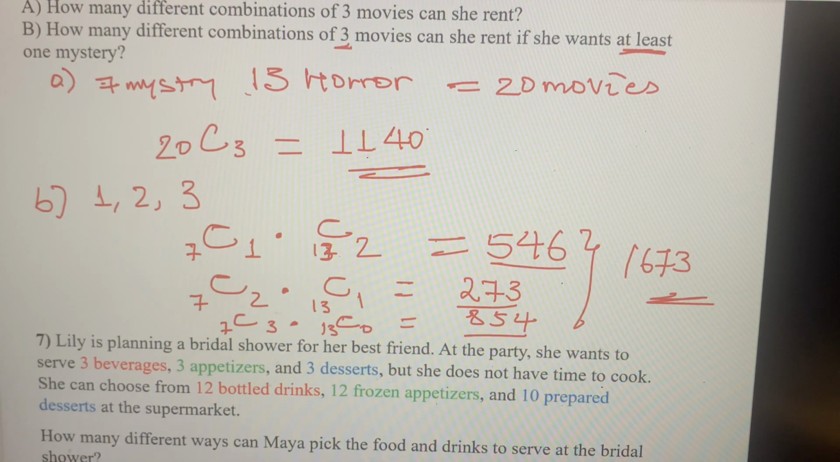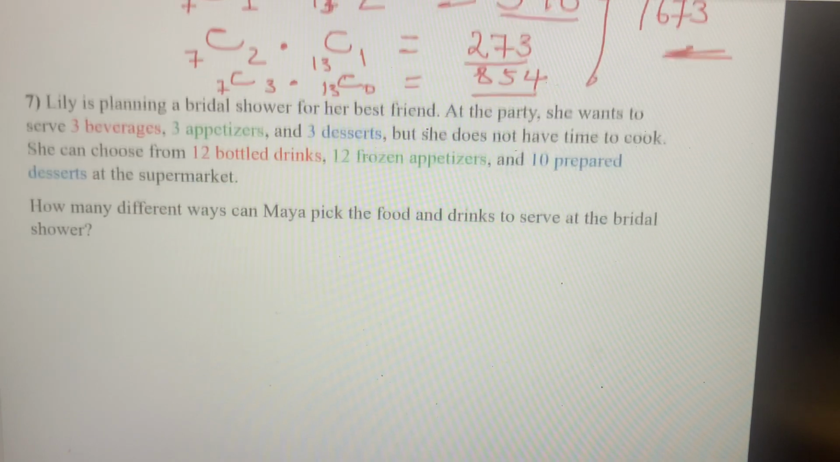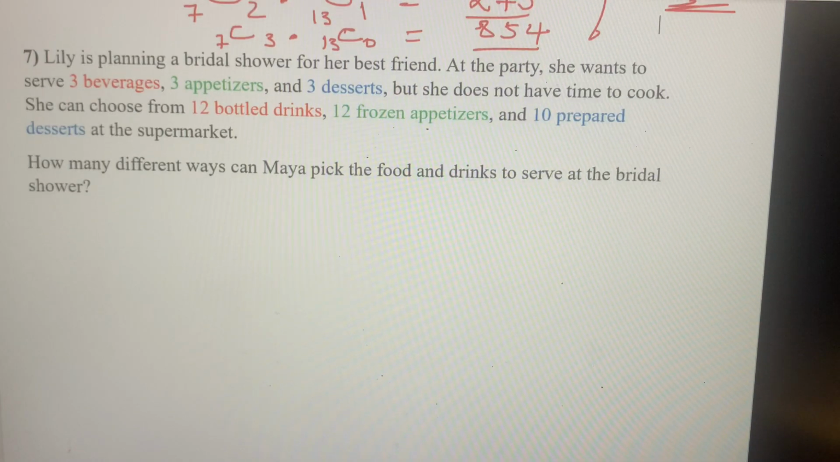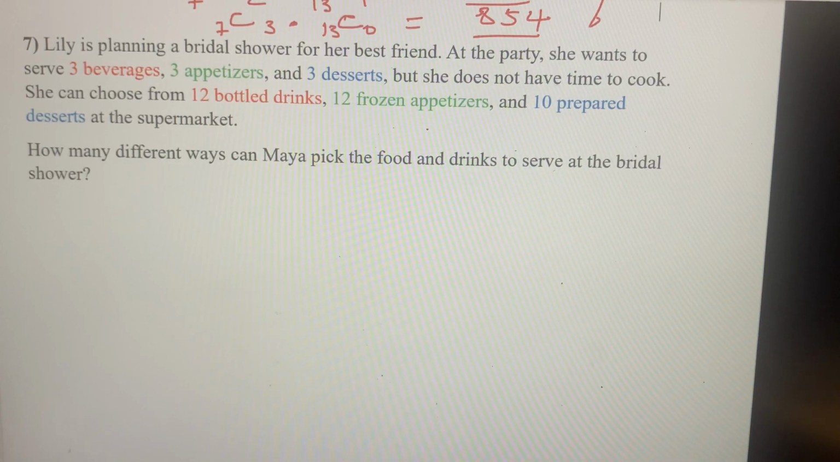All right, let's go to question number 7. Question number 7 is kind of similar, but we'll see what the question is saying.